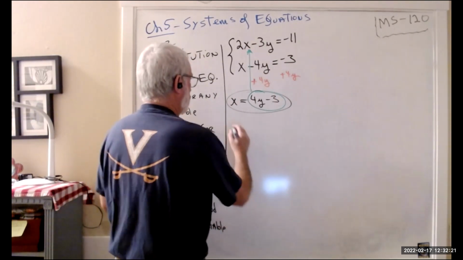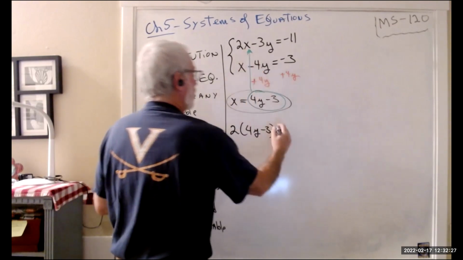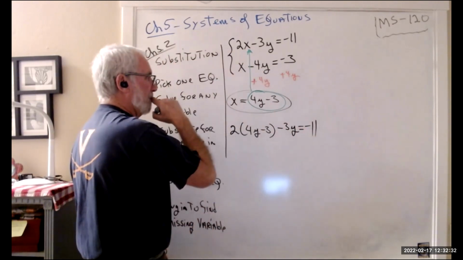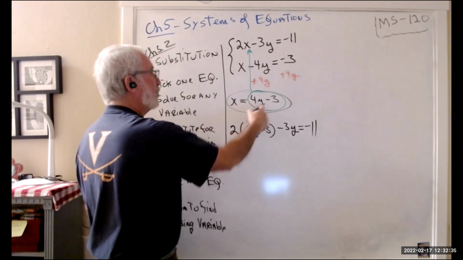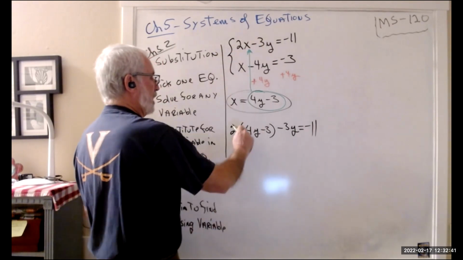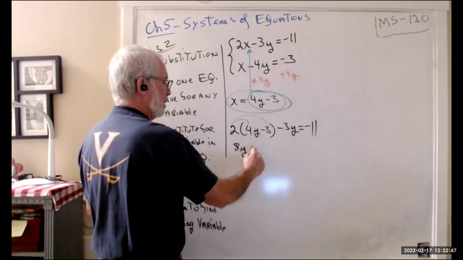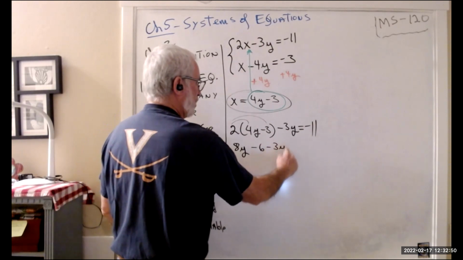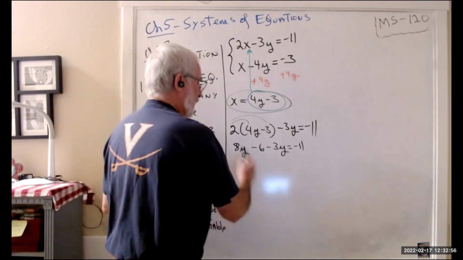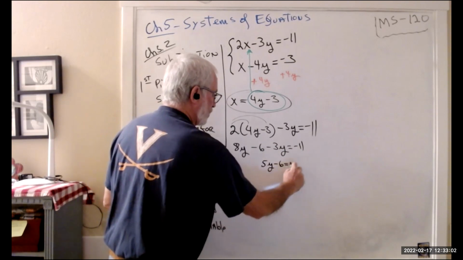So I'm going to put all of this in place of x. So I have 2 parentheses, 4y minus 3, minus another 3y equals negative 11. So I plugged 4y minus 3 in place of the x, so that's 2 times all of that mess. Again, now we're back to chapter 2 where we're going to distribute. So we have 8y minus 6 minus 3y equals negative 11. Combine like terms, 8 take away 3 is 5y minus 6 equals negative 11.